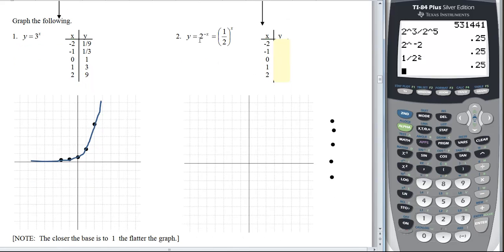So this can be seen in two different ways. Now 2 to the negative x is the same thing as, if I move that to the denominator, 1 over 2 to the x. But 1 raised to anything is going to give me 1. So I could see it either one of these ways. So you might try it via your calculator.